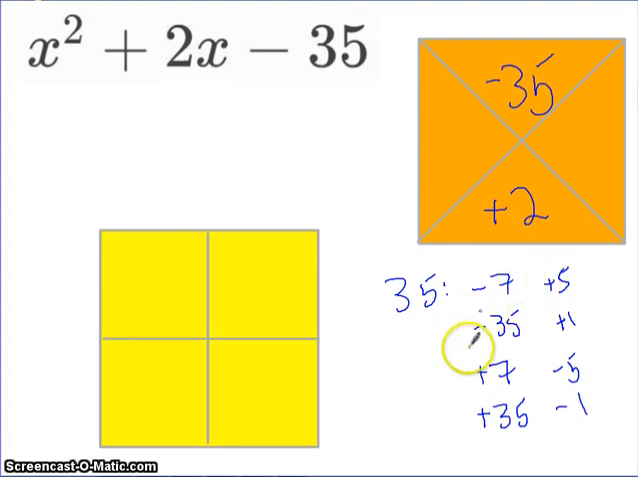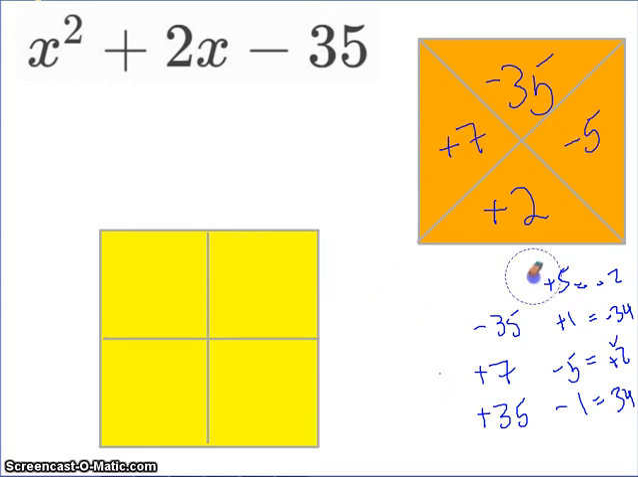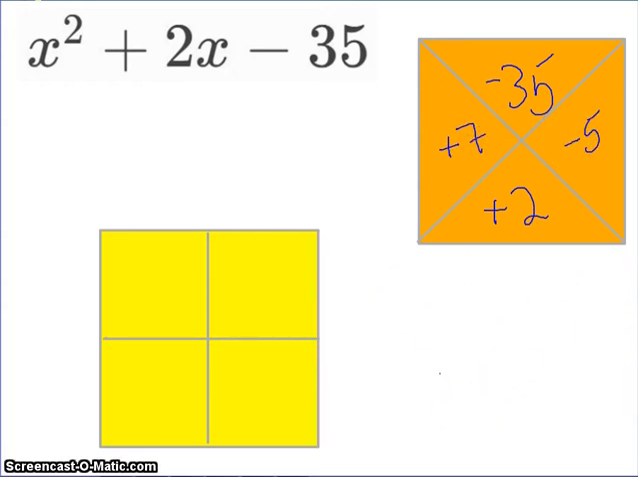And now what I'm going to do is add each of these together. This would give me negative 2. That's not what I want. This would give me negative 34. This would give me positive 2. That looks good. And this would give me 34. So these are the possible middle terms that I could get, and the one that I want is this one here. Positive 7 and negative 5 are the two digits that solve this puzzle. So I factor this as x plus 7 and x minus 5.